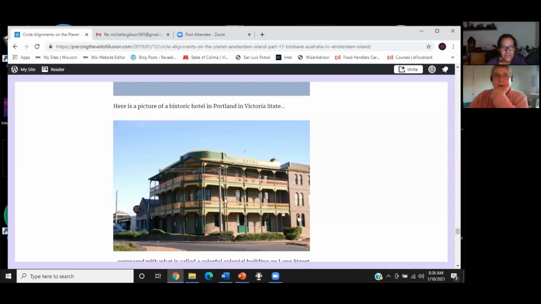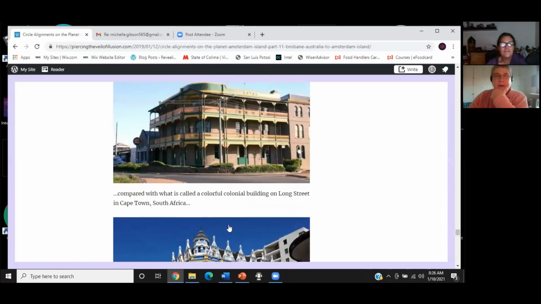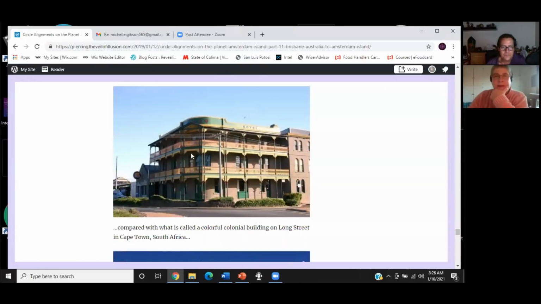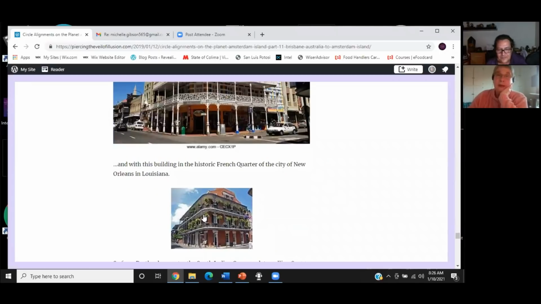This is in Portland in Victoria State, and this is in Cape Town, South Africa. And it's similar architecture in New Orleans and places in the United States. Okay, this is French Quarter in New Orleans.